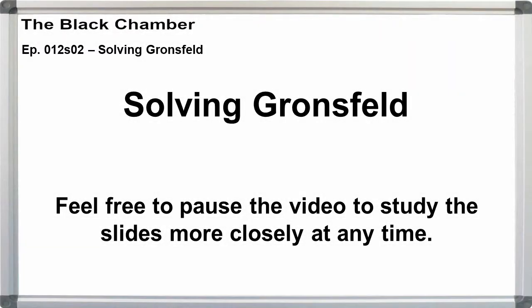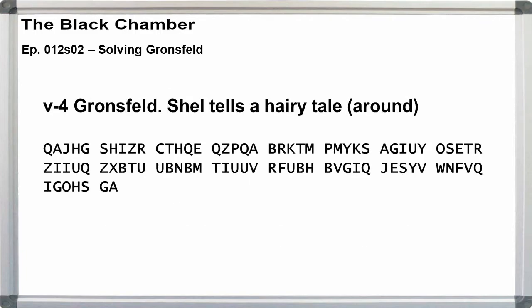Welcome back to Solving the Vigenere Family Ciphers, Part 2. Jumping right into practice cipher V4, we have a Gronsfeld crypt using the Vigenere table. V4, Gronsfeld, shell tells a hairy tale. Hint word, around.